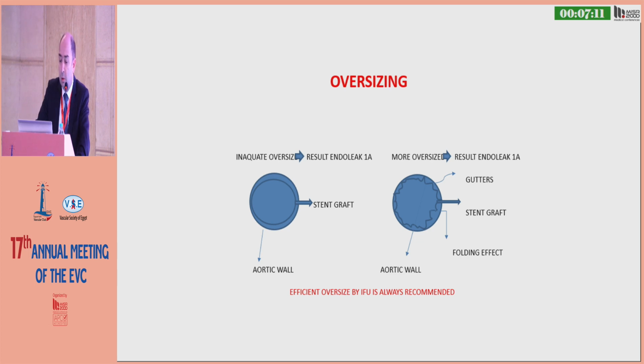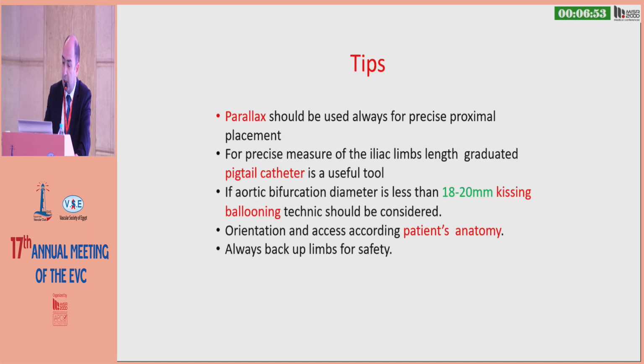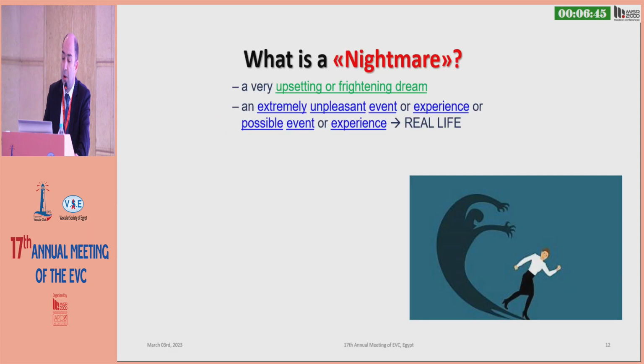What if we do not make the oversize? Then the stent graft will result in endoleak type 1A with inadequate oversize. If we make more oversize, it will also result in endoleak, with a folding effect. Here, parallax should always be used for precise proximal placement.